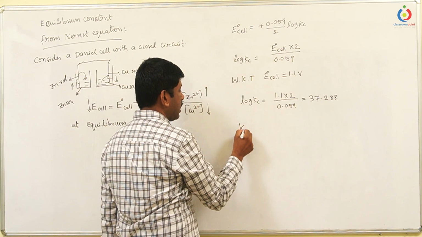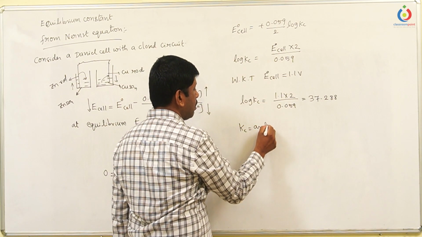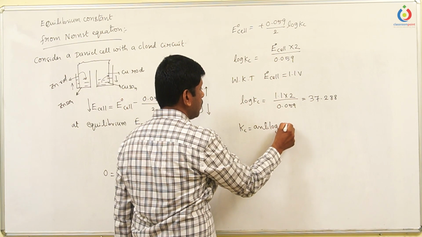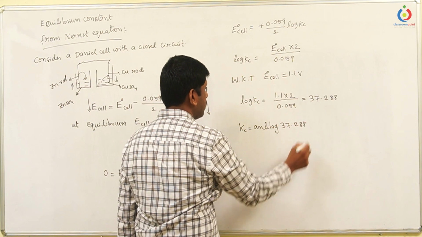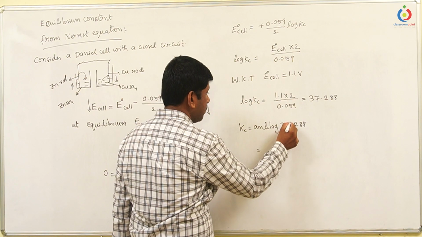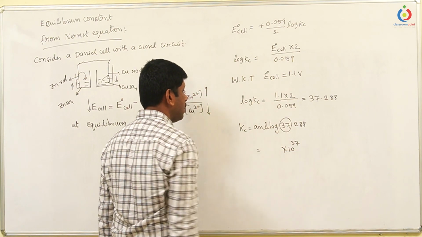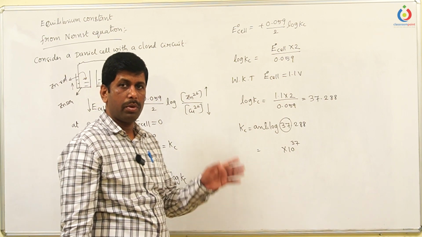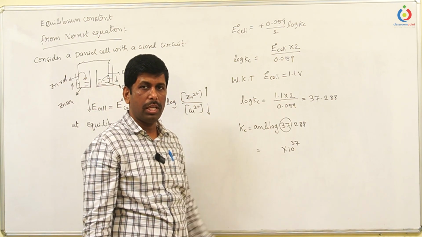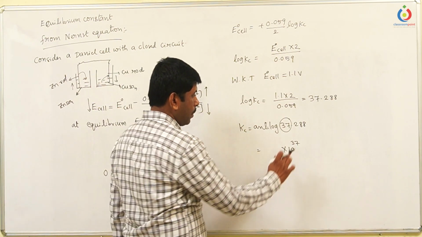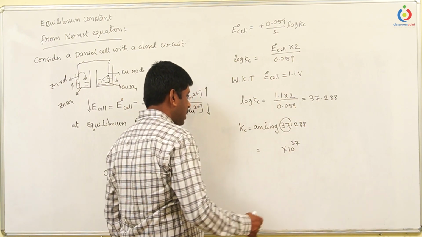And how to calculate Kc? Kc is equal to antilog of 37.288. So here Kc is a positive value. So 10 power 37, it becomes immediately the 10 power value. The entire value before the decimal point will become the 10 power value. And 0.288 is there. Then how to get this value?